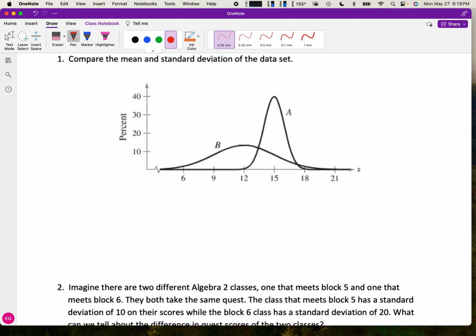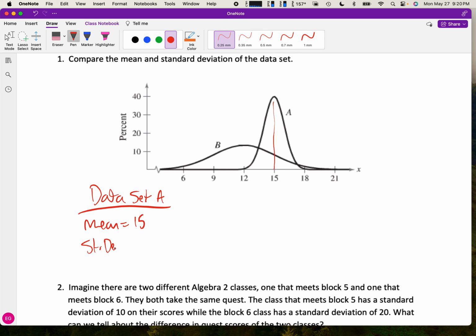You totally did. All right, compare the mean and standard deviation of the 2 data sets. So let's start off with data set A. When we're looking at this guy here, it looks like it is pretty normally distributed, so it's a very symmetric graph. And we know that the mean is going to be at the center when it's normally distributed or symmetric like this graph is. So we can say that the mean of data set A is going to equal 15.